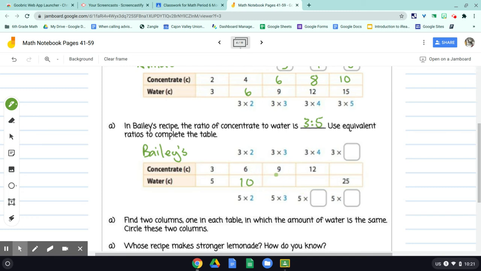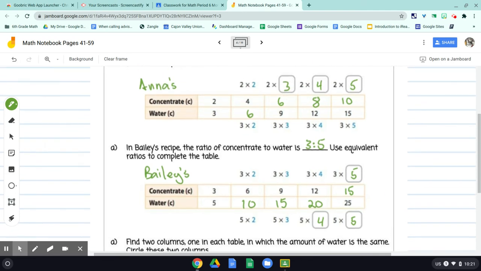Tripling the recipe, she'd have 9 cups of concentrate, 5 times 3, 15 cups of water. Making 4 times the amount, she would use 12 cups of concentrate, and 5 times 4 would be 20 cups of water. And then finally, if she wanted to make a huge amount, 3 cups of concentrate times 5, this would be making 5 times more lemonade than her original recipe. She would be making this with 15 cups of concentrate, and 5 times 5 is 25 cups of water.